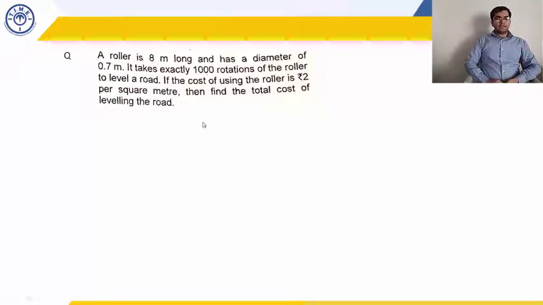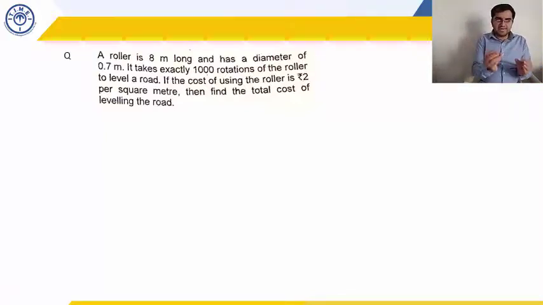Okay, this is a very practical question. A roller is 8 meters long with a diameter of 0.7 meters. It takes 1000 rotations to level a road. Have you seen road leveling happening any time in your city? What is it called? You can call it a road roller. It's not a bulldozer, because a bulldozer is a different thing and it moves to carry away or move away heavy objects. This is a road roller.